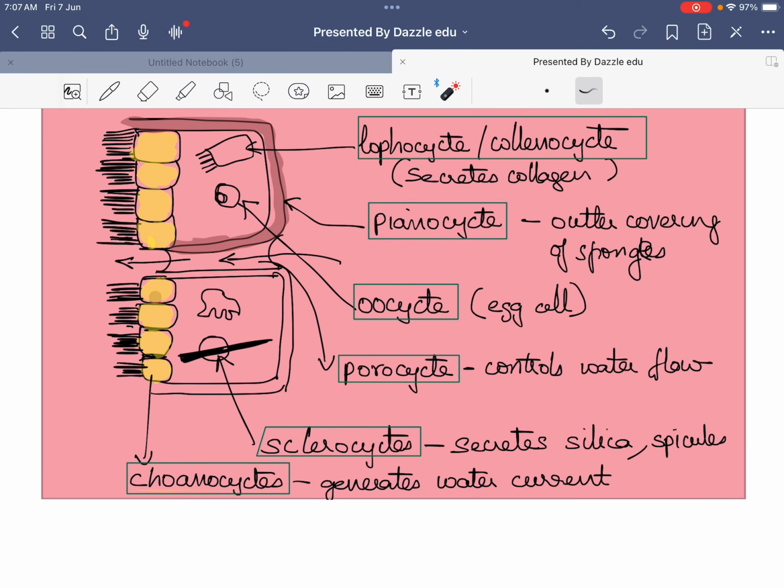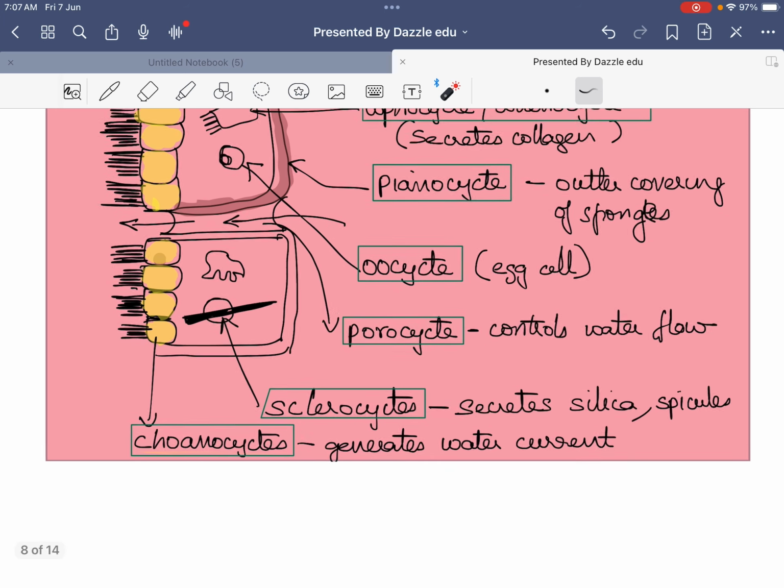We have an outermost region called collocytes, which secrete the collagen or the spongin fiber. Pinacocytes are the outermost covering of these sponges, as you can see here. Inside they have the gamete cells or germ cells called oocytes, which can also lead to the formation of sperm cells. Porocytes control the water flow, and sclerocytes secrete silica, spicules, etc. Choanocytes generate a water current.